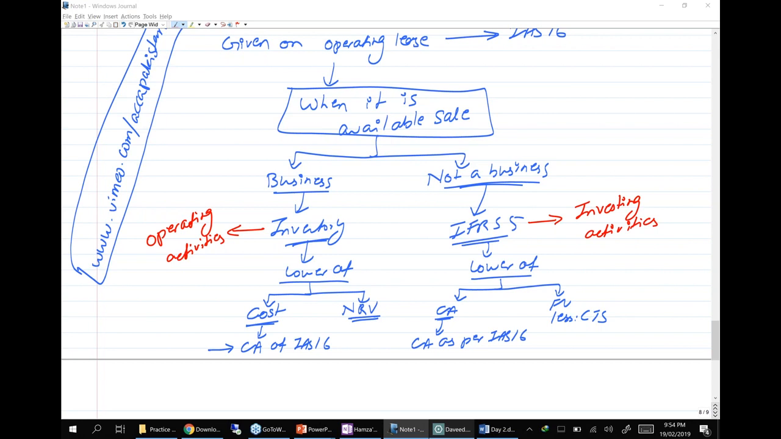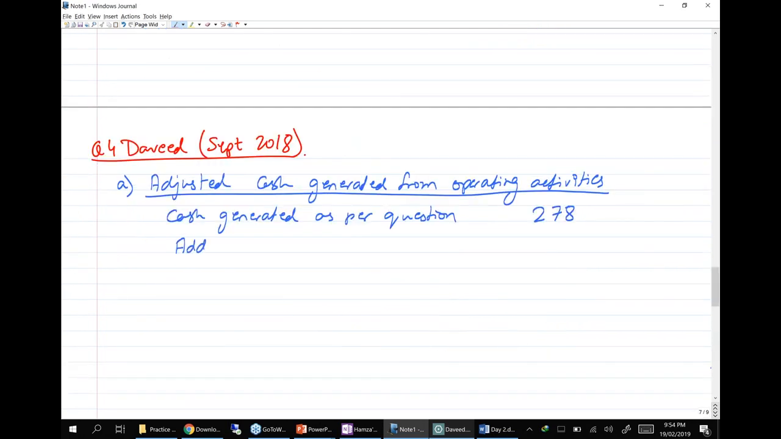So what we are going to do is correct this impact, and we should now start the correction. We should add cash from the disposal of inventory, which are the cars. So we should be adding $30 million into the cash flow from operating activities, because the question has mistakenly included these in the investing activities.